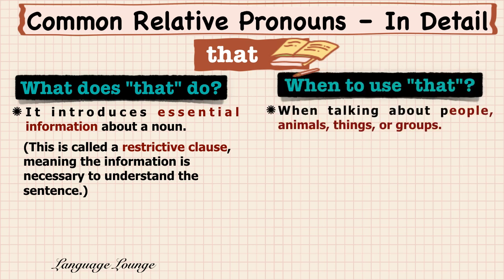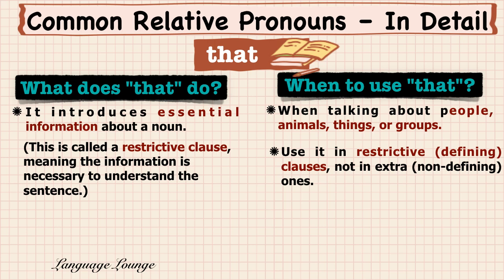We use that when we are referring to people, animals, things, or groups to help specify or clarify which one we mean. And when not to use it? Don't use that in non-defining clauses. Those just add extra information and are set off with commas. That is only for defining or restrictive clauses.